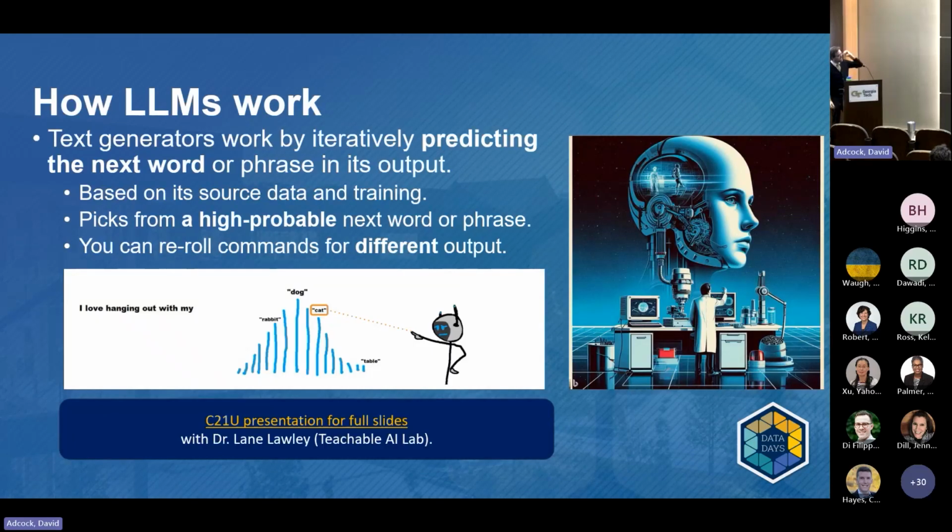And the way that these work is LLMs go iteratively, so over and over and over again, predicting the next word or phrase in its output. And that's all, like I said before, based on its source data and training. It picks from, and here's the novel implementation, the highly probable next word or phrase, not exactly the highest one. And of course, because of that, you can redo prompts or requests over and over again to get different output.